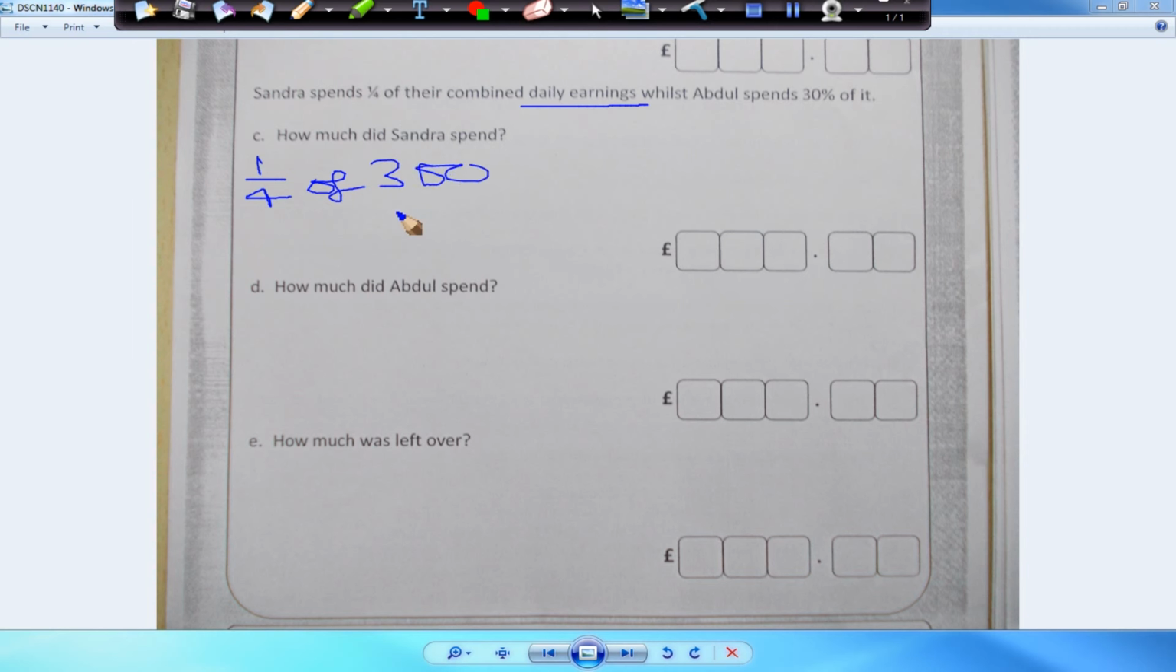For a quarter of 300, we take 300 and halve it, then halve it again. So 300 divided by 2 gives us 150 first of all, and then we halve the 150, which gives us £75. So that answer should be £75, even though they've got 3 sections here. Now, how much did Abdul spend? Abdul spent 30% of it. So we have to work out 30% of what?